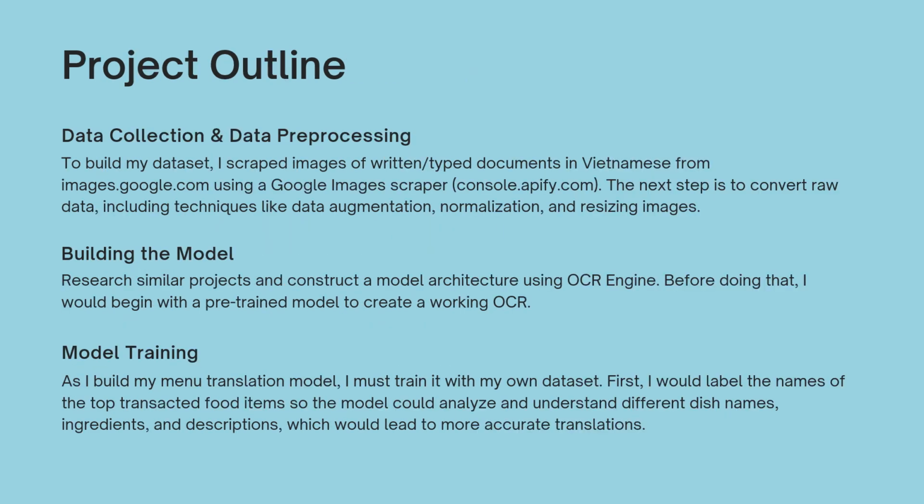This is the project outline. The first step is data collection and data preprocessing. To build my dataset, I scrape images of written typed documents in Vietnamese from Google Images using a Google Images scraper. Next step is to convert the raw data, including techniques like data augmentation, normalization, and resizing images.